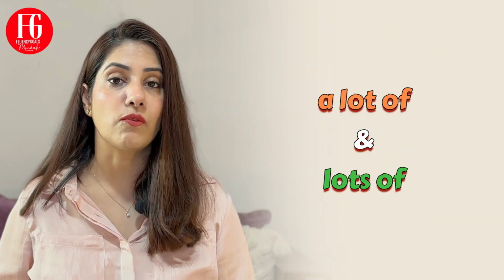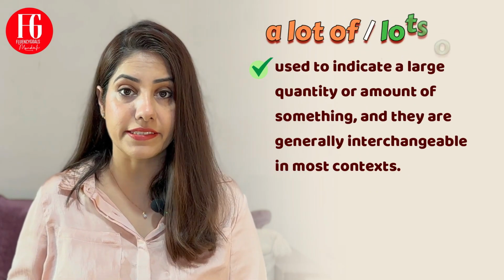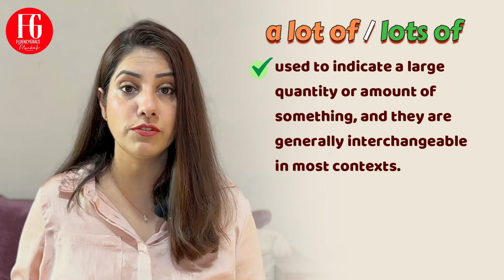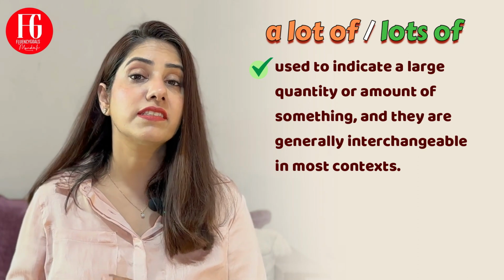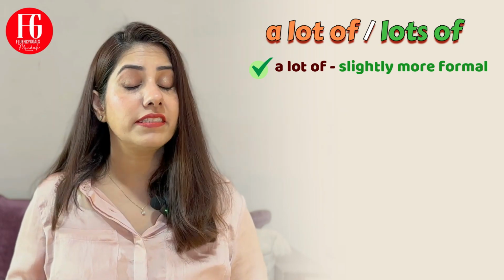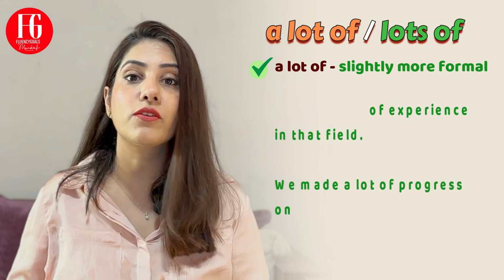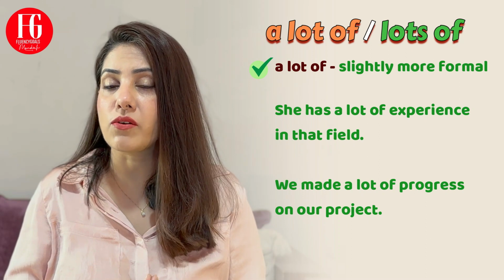Coming to the use of a lot of and lots of. A lot of and lots of are both used to indicate a large quantity or amount of something. These can be used interchangeably, but there is a subtle difference in their usage. A lot of is slightly more formal, and it is often used in formal writing or speech. She has a lot of experience in that field. We made a lot of progress on our project.